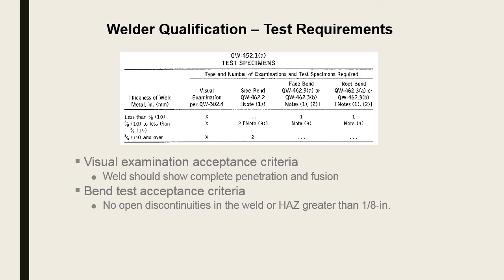The reason is, once you get over about 3/8 of an inch, you can't do a face bend or a root bend. It's just way too thick a material. So that's why you do a side bend on anything thicker than that. Visual examination: the weld should show complete penetration and fusion. The bend test acceptance criteria: no open discontinuities in the weld or HAZ greater than 1/8 of an inch.